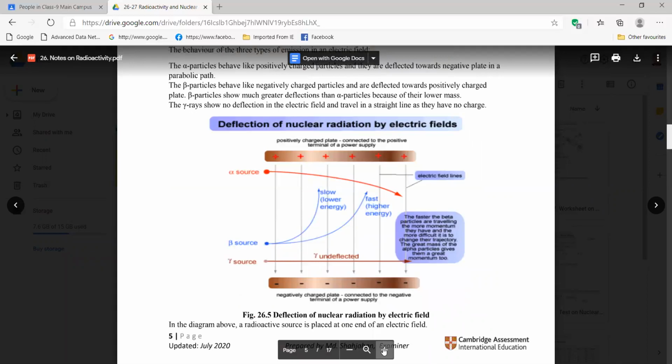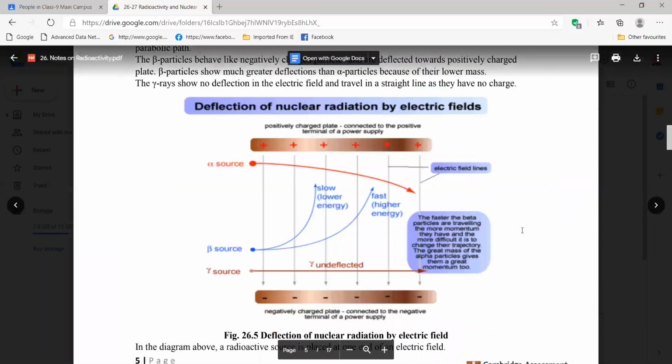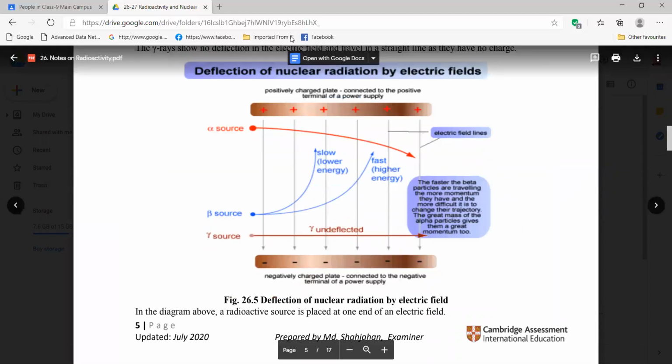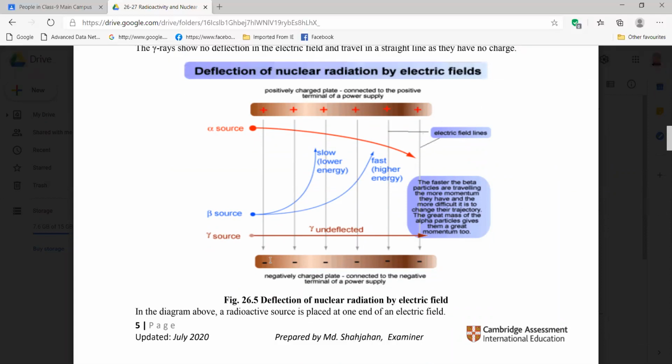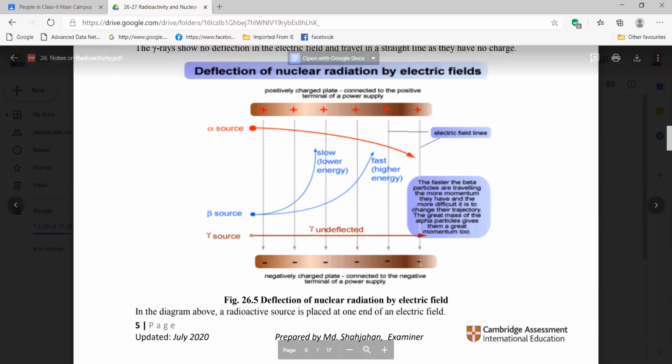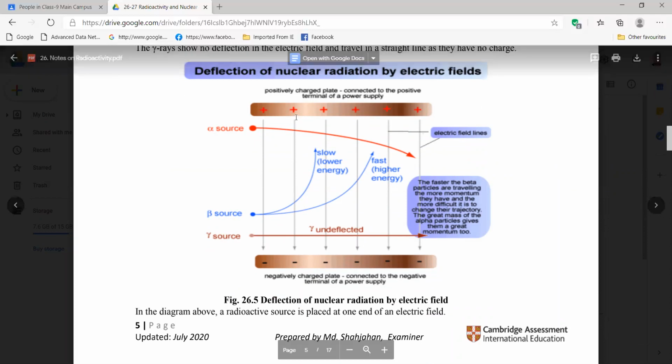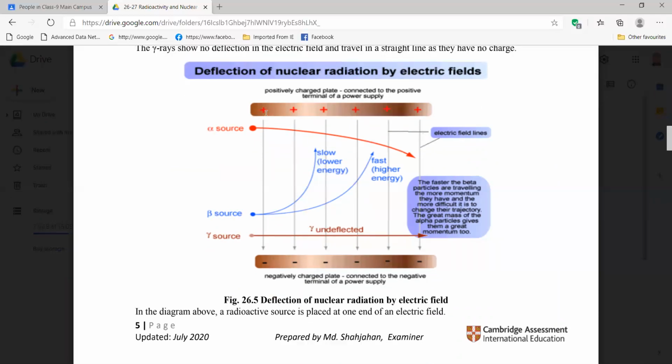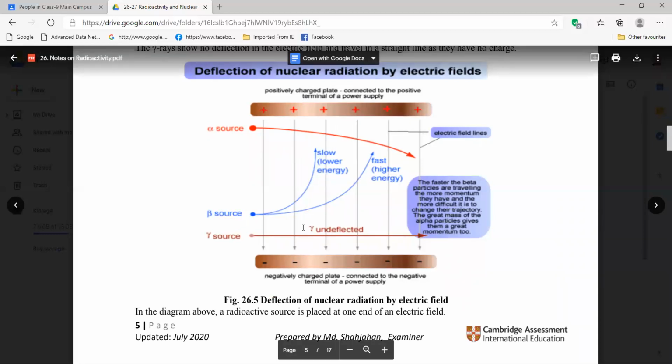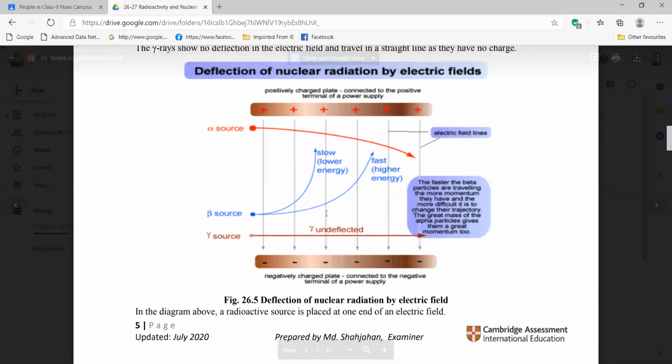So we have here one electric field. That means there is one metal plate positively charged, and the other metal plate is negatively charged. In an electric field, as we showed you when we discussed static electricity, electric field lines go from positive to negative, straight.